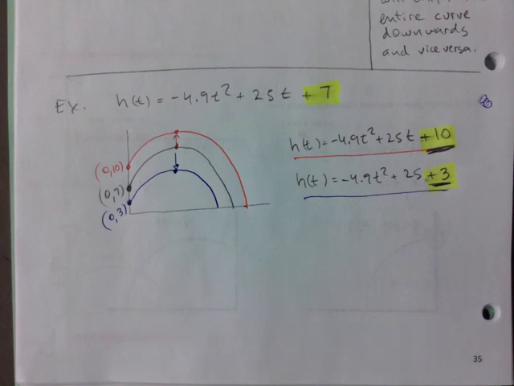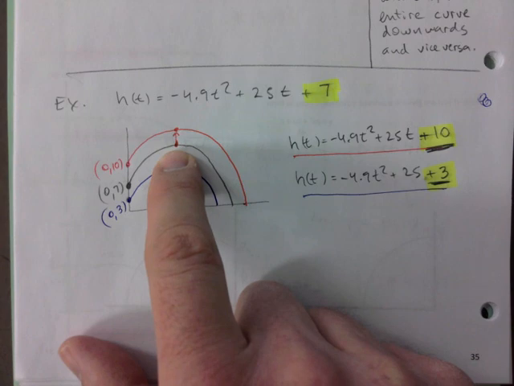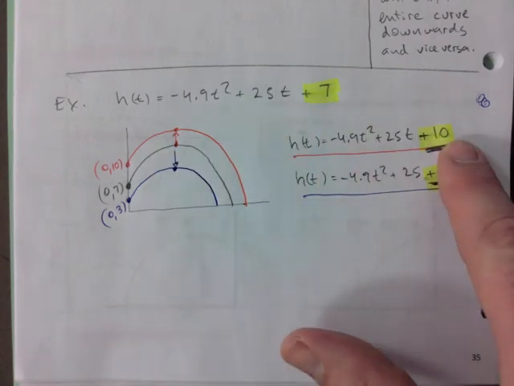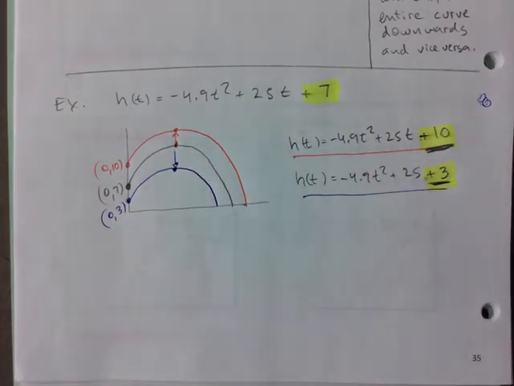In fact, had you known your vertex, let's say it's 4, 12 originally, and you increase your C value by 3 units, the Y value of your vertex will also be increased by 3 units. So there it is. Okay, we'll pause here.